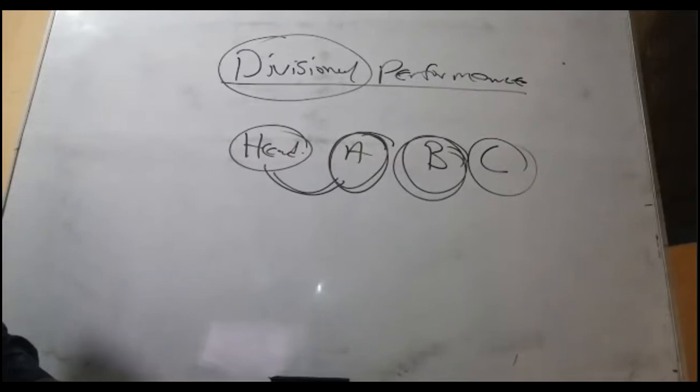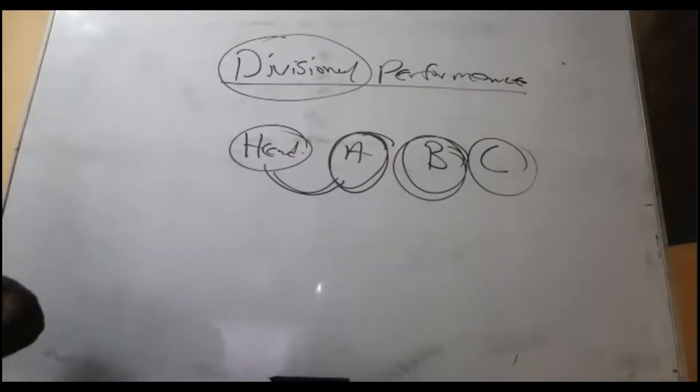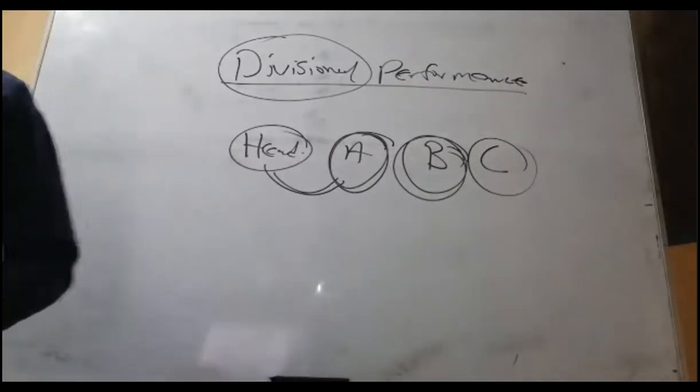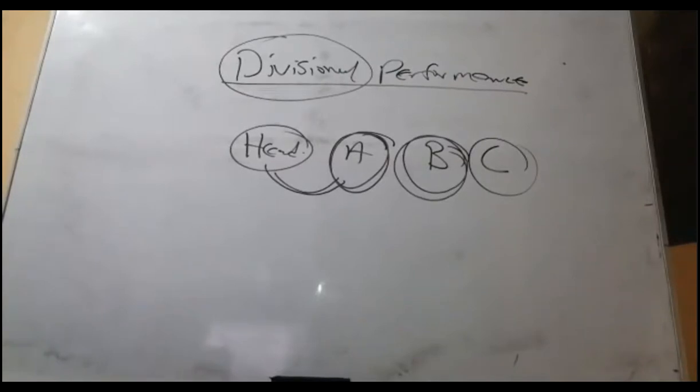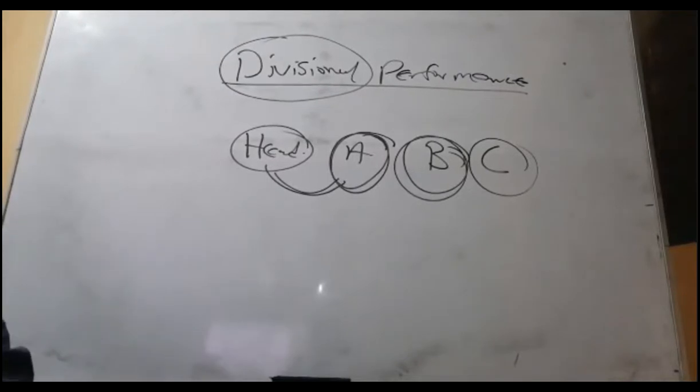They take certain contracts without the interference of the head office. That is the decentralization. So we are saying that, in general, a divisional structure will lead to decentralization of the decision making process. Good.